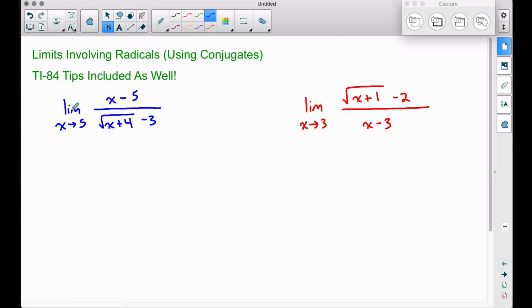So for this first example here, if we try to plug in 5 into this thing, the limit as x approaches 5, there's nothing wrong with getting 0 in the numerator. However, notice the bottom, 5 plus 4 is 9, the square root of 9 is 3, minus 3 we get a 0. That's the problem right there. We don't want a 0 in the denominator because we cannot divide by 0. Therefore, one would think the limit does not exist. Well, actually it does. Before we find it algebraically, let me show you a few tips on the TI-84 to help you see that the limit does exist.